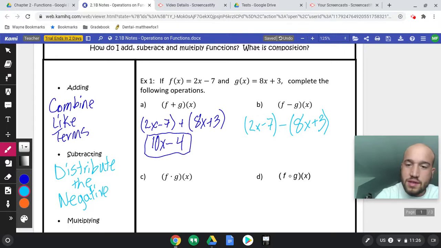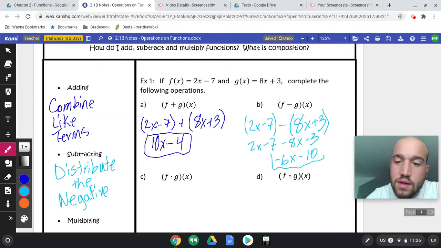And once we distribute the negative, we're still going to have 2x minus 7. It'll be negative 8x minus 3. So 2x minus 8x then gives us negative 6x. Negative 7 minus 3 is negative 10. And that right there is our final answer.